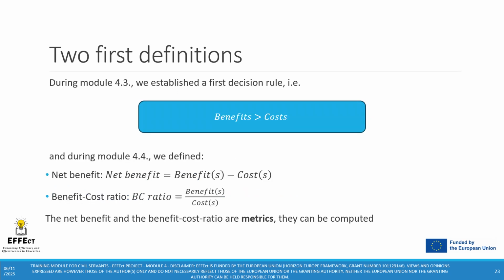Let us keep in mind that during module 4.3, we established the first decision rule, which is that the benefits need to be strictly larger than costs. And during module 4.4, we defined the net benefit as costs subtracted from benefits and the benefit cost ratio as the fraction of benefits over costs.